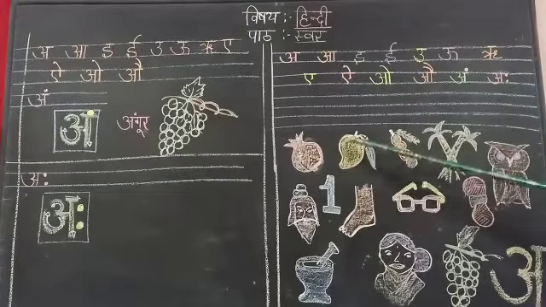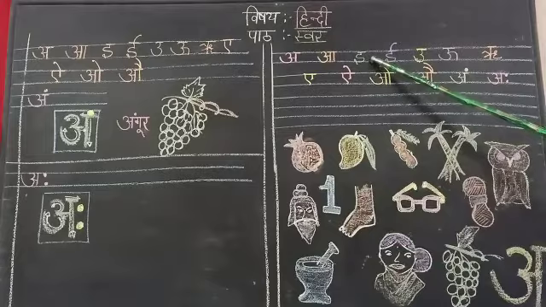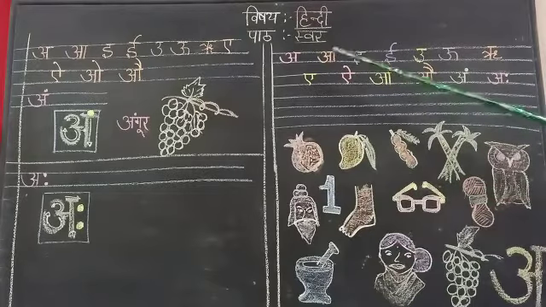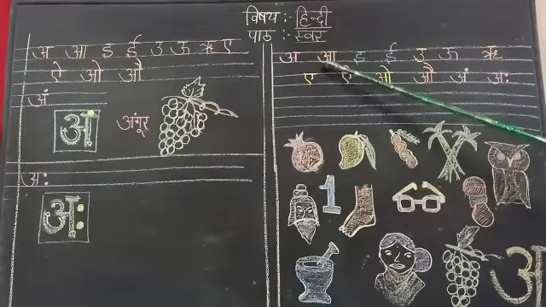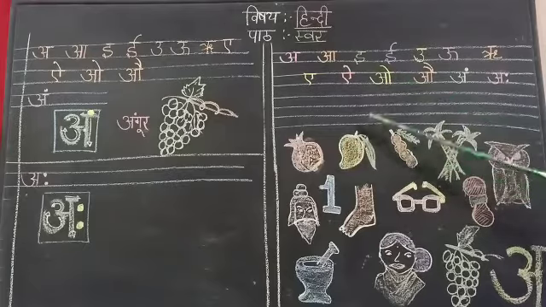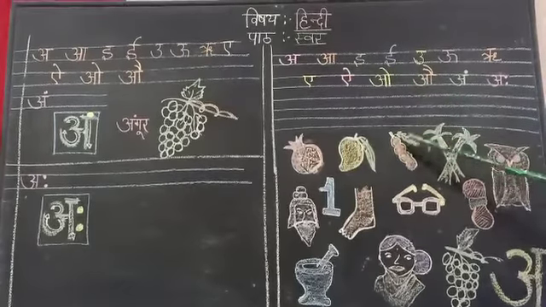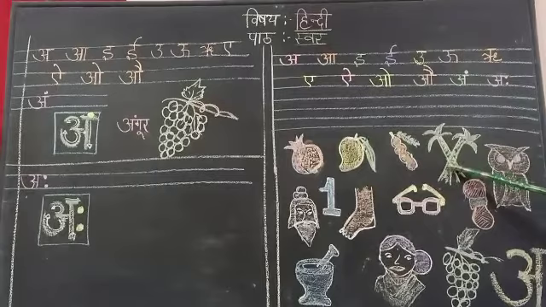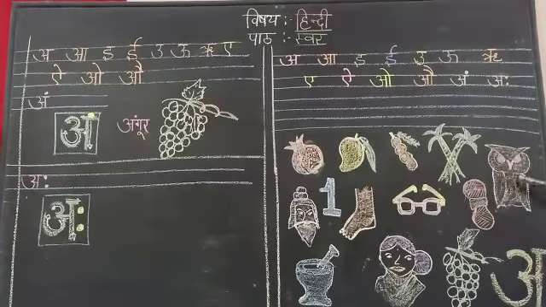Now, you can see the pictures here related to these letters. A says Anar. Aa says Aam. I says Imli. Ee says Eek. U says Ullu. Oo says Oon.